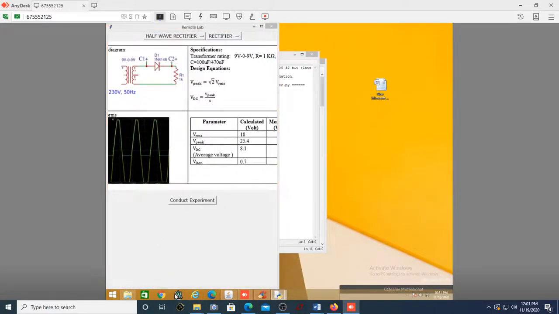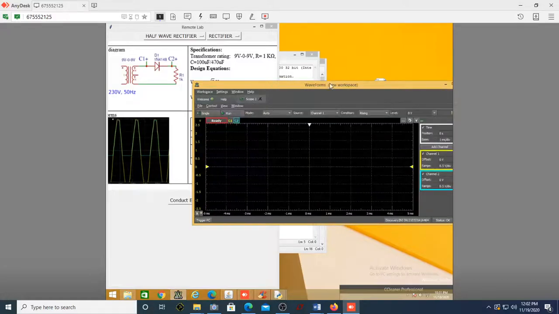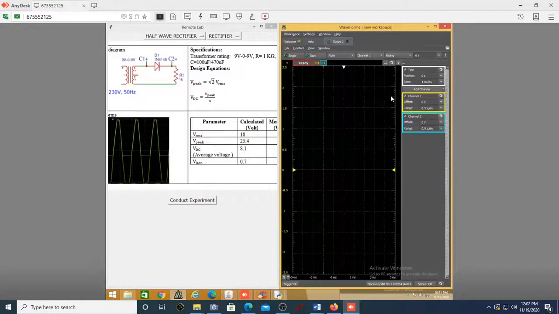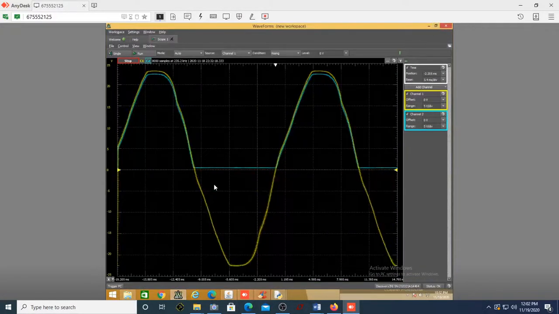Let me open this Analog Discovery. Let me open the scope. Now let me conduct the experiment and run this. Can you see we are getting a waveform here? Since the range is not proper, I'm not able to see the waveforms properly. Let me change this also to 5. Now let me stop this and try to understand what the voltages are.